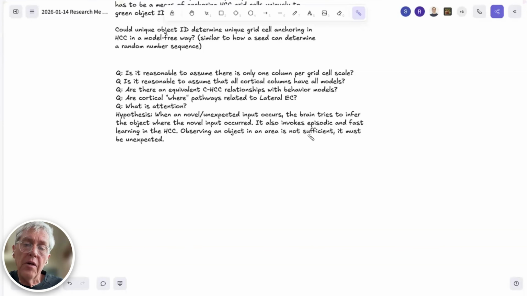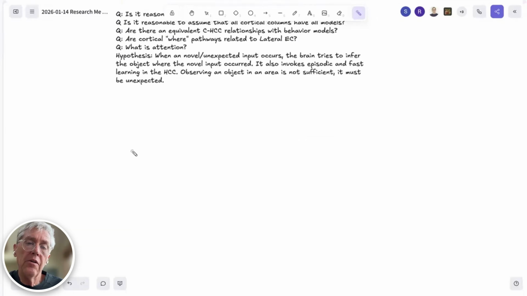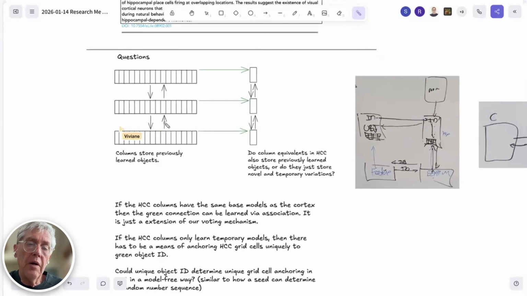Observing an object in an area is not sufficient to invoke the hippocampal complex. It has to be unexpected. So let's go back to this picture here. I'm looking at something. There's an input which is unanticipated. I was already attending to some area to observe that object. I was looking at some space in the world. I said, oh, there's a car. It's unanticipated. Therefore, the fact that I'm attending to some area and it's unanticipated invokes this mechanism over here.